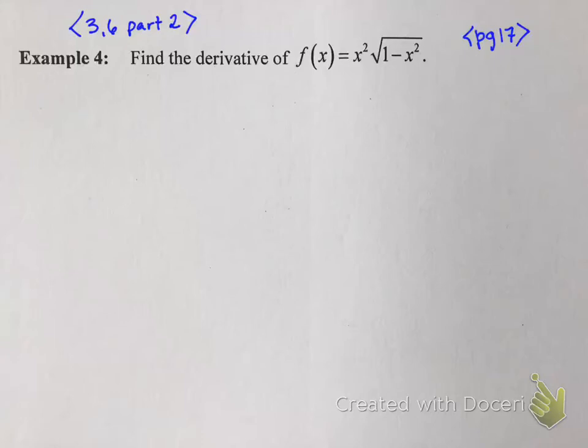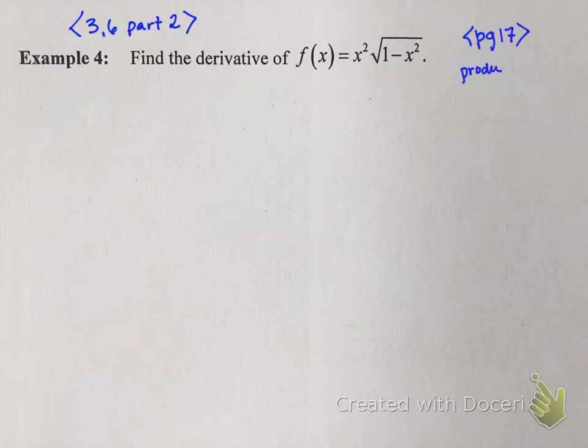Okay, so this is 3.6 part 2. I'm on page 17 with example number 4, and we're in the chain rule section. So if we look at this function, it says find the derivative of f of x where it equals x squared times the square root of 1 minus x squared. Once again, I can't simplify this, so unfortunately I'm going to have to use the product rule.